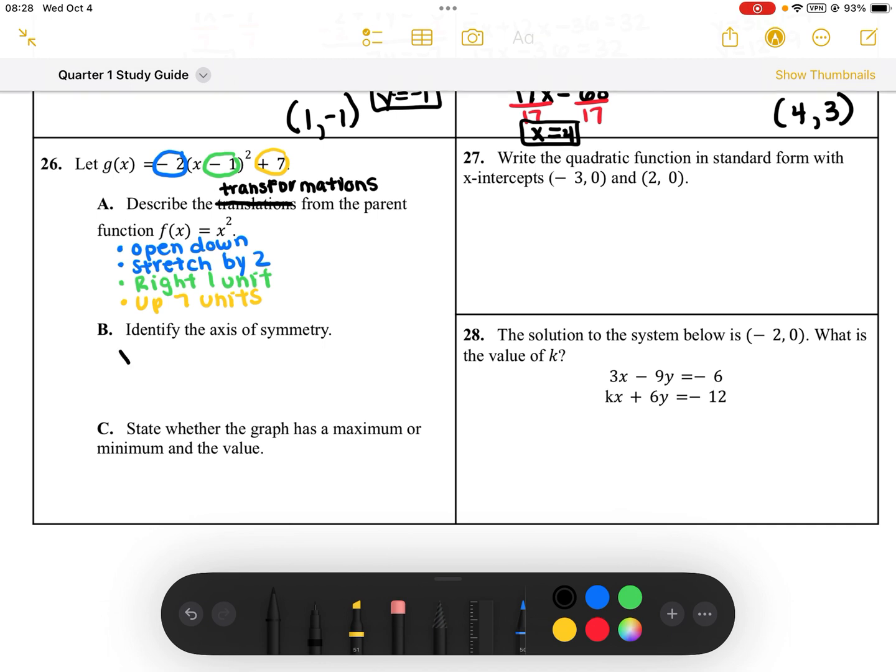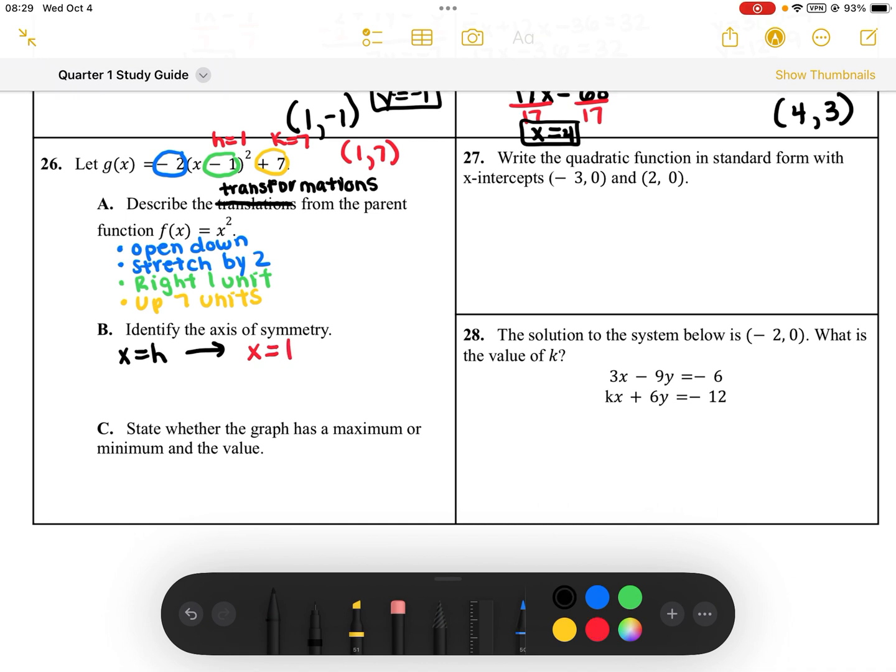Axis of symmetry is going to be where my x equals my h. So in my equation above, my h value, remember inside lies, so it says negative 1, but my h value is going to be positive 1, and my k is going to be 7. So if I would write my vertex, that would be 1, 7. So my axis of symmetry is going to be x equals 1.